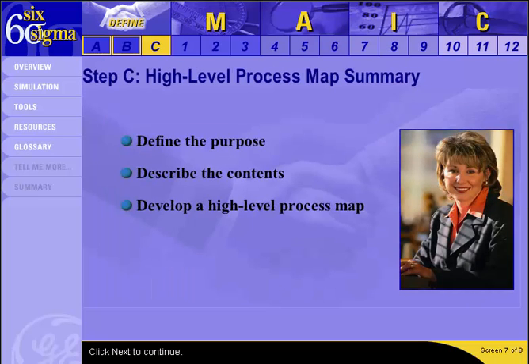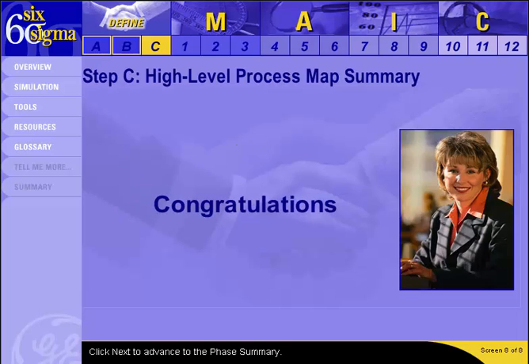Well, we have accomplished all of the objectives in Step C of Define. We defined the purpose of a high-level process map and described its contents. Then, we developed the high-level process map. Congratulations! You have completed Step C in Define, which means you have worked your way through the entire Define phase. In Measure, we will add more details to the process map so that measurements can be taken to locate sources of improvement. When you click Next, you will advance to the phase summary and quiz. Good luck!